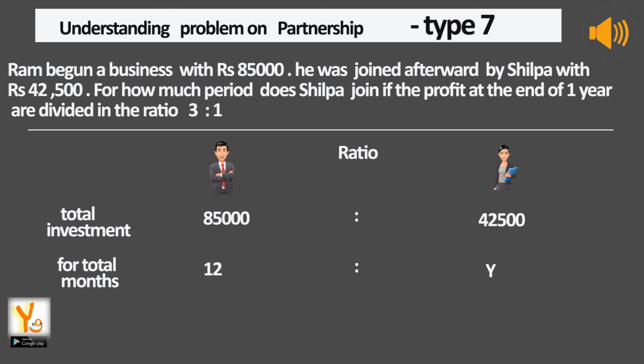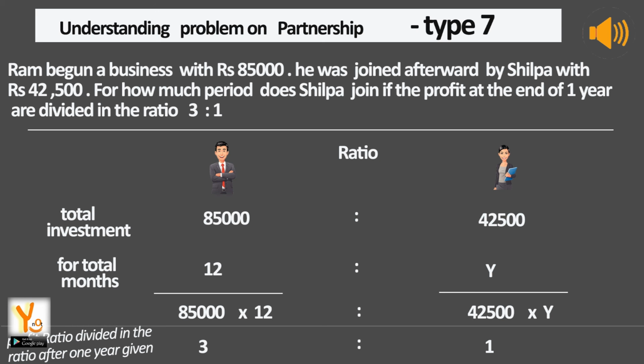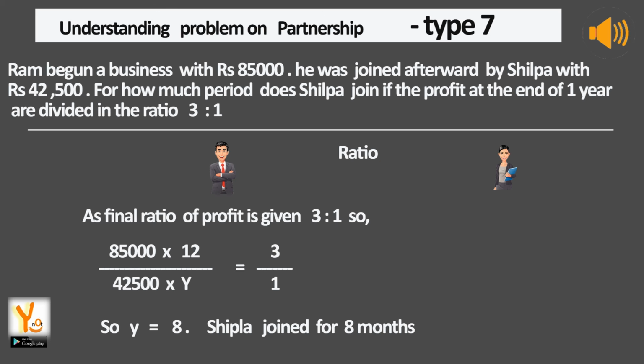Let's say for 1 year, Ram invested for 12 months, and Shilpa invested for Y months, as the profit is divided after 1 year. So the ratio of duration is 12:Y. So the ratio of profit shared would be 85,000 into 12 : 42,500 into Y. The profit ratio between Ram and Shilpa is given as 3:1. By equating the equations, Y will be 8 months, meaning Shilpa joined after 8 months.